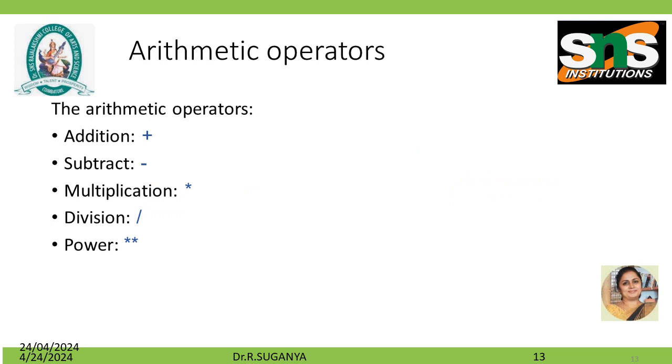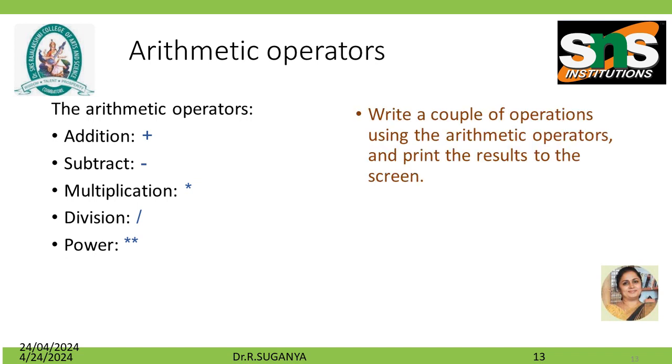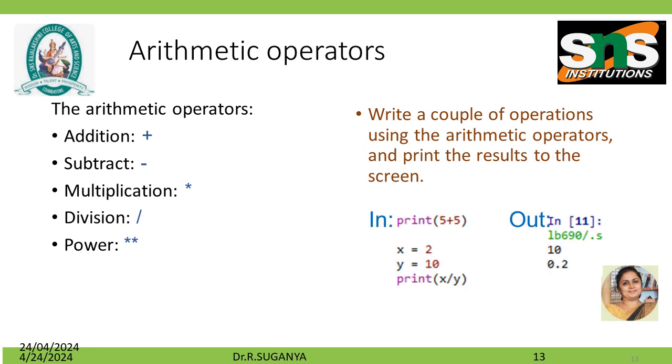Next is about arithmetic operators. There are arithmetic operators like addition, subtraction, multiplication, division and power. We can write a couple of operations using arithmetic operators, like x by y, which gives 0.2. This is the result that is printed to the screen.